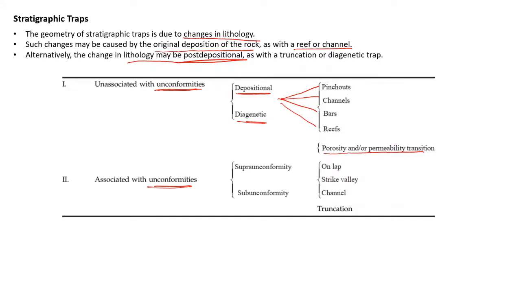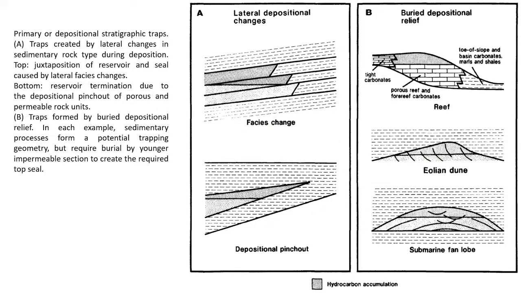While for the ones which are associated with unconformity, let us say that this is the unconformity surface. If it is formed above the unconformity, it is called supra unconformity. If it is formed below the unconformity, it is called sub unconformity. And these two can be classified as on-lap, strike valley, or channel, and then there could be truncations as well. So these are the different types of stratigraphic traps which are important for the accumulation of oil and gas.